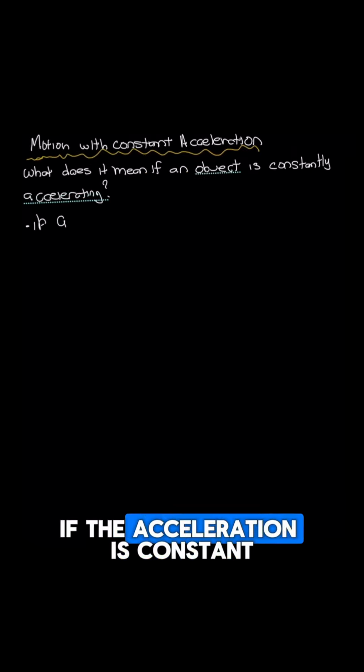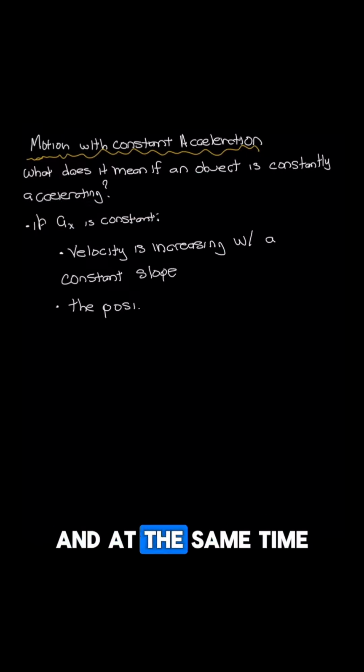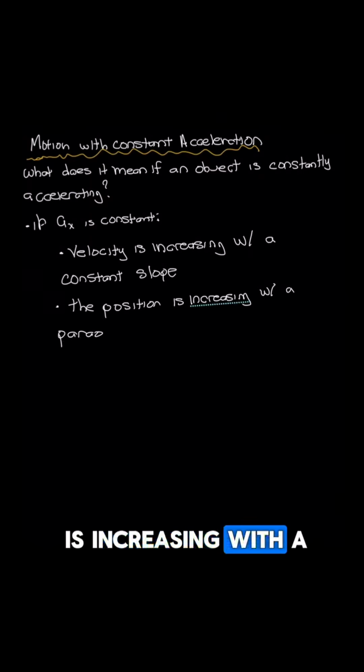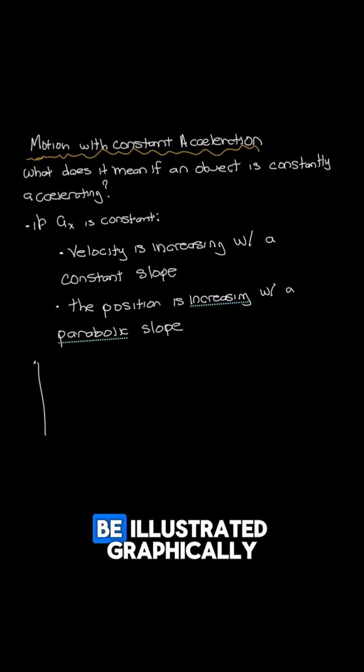So today we're going to look at motion with constant acceleration. What does it mean if an object is constantly accelerating? If the acceleration is constant, that means the velocity is increasing with a constant slope. And at the same time, that means the position is increasing with a parabolic slope. So this concept can be illustrated graphically.